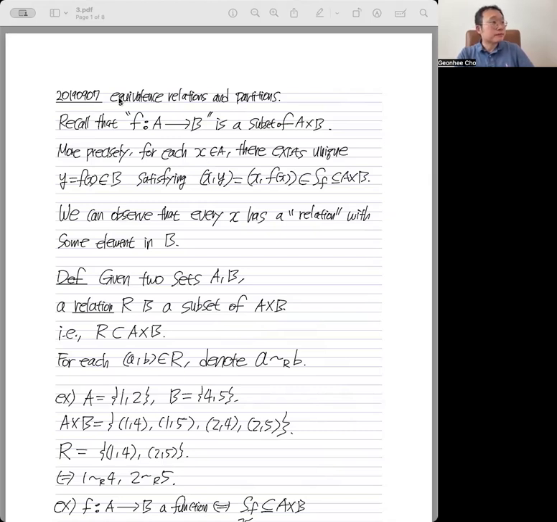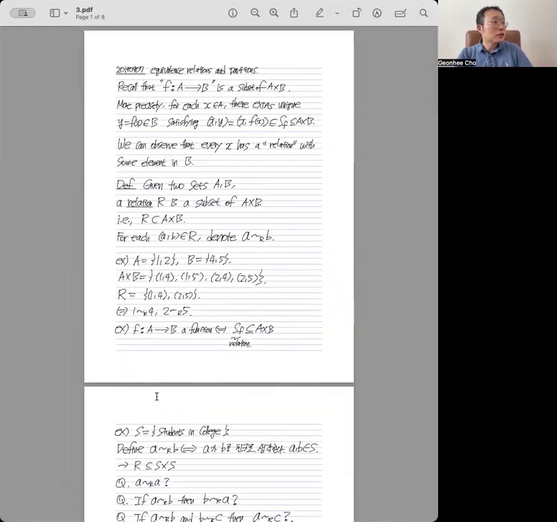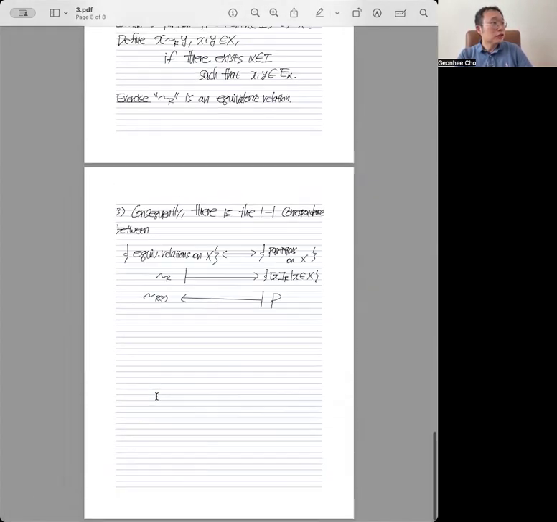A function was a special kind of so-called relation that assigned exactly one output to each input. In this note, we begin with the more general concept of a relation. Then among other relations, we study a very special kind called an equivalence relation, which groups objects into the same kind. This note is organized into a few major stages.